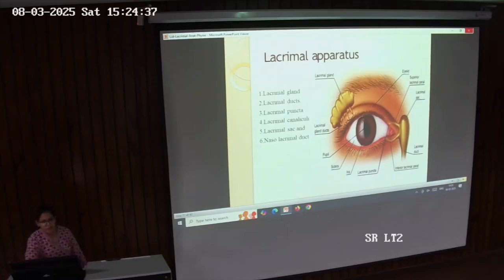Now come to the anatomy of the lacrimal apparatus. Lacrimal apparatus consists of the lacrimal gland, lacrimal duct, lacrimal puncta, lacrimal canaliculi, lacrimal sac, and nasolacrimal duct. Lacrimal gland opens through the lacrimal duct into the superior fornix, and a few openings are present in the inferior fornix. Then it opens through the puncta, then through the canaliculi into the lacrimal sac, and the last part is the nasolacrimal duct, which opens in the inferior meatus of the nose.